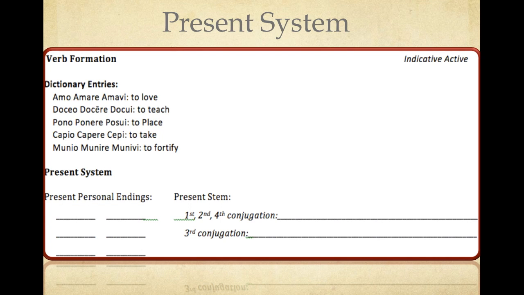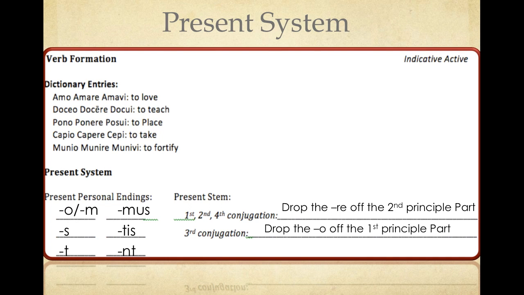Let's start with those present personal endings: O or M, as you're used to seeing now, S, T, mus, tis, and NT. And then to find the present stem, you drop the RE off the second principal part for first, second, and fourth conjugation. And for third, you drop the O off the first principal part. Again, this is all review.